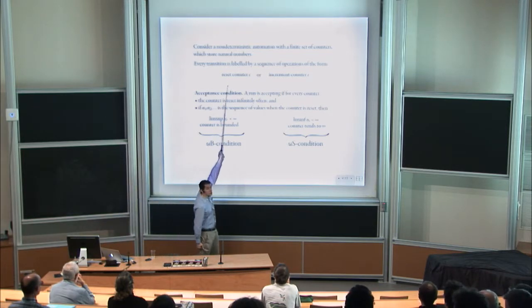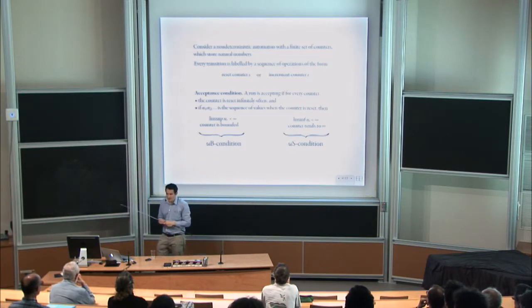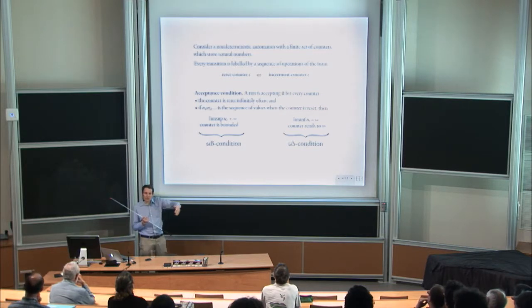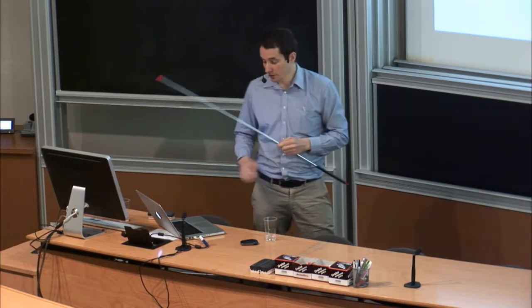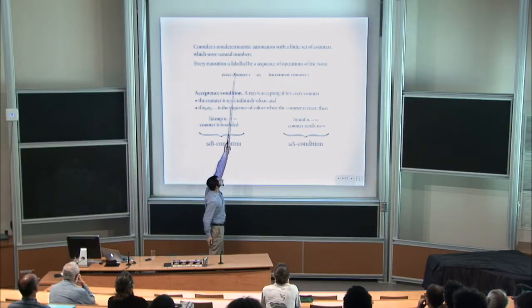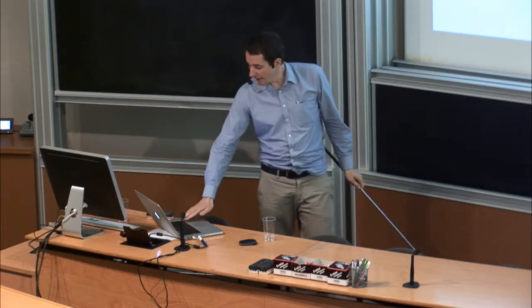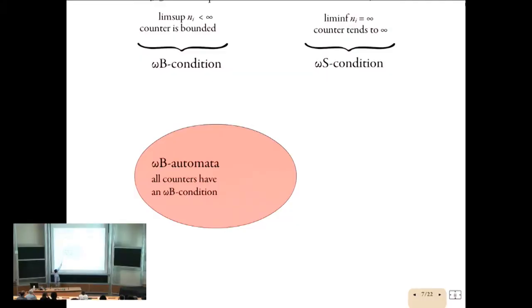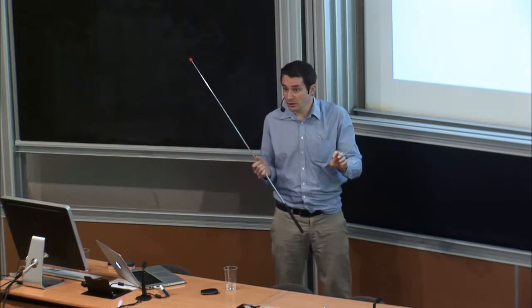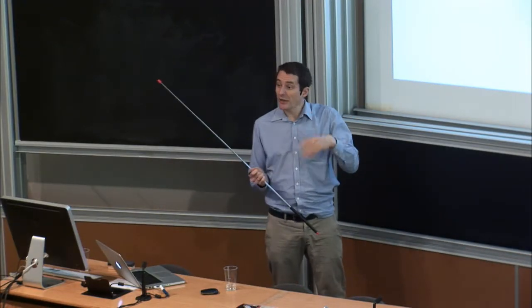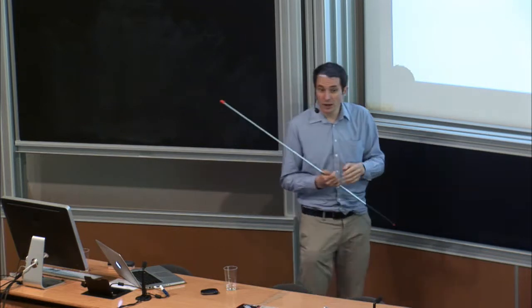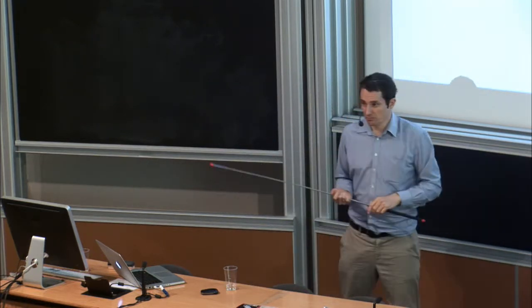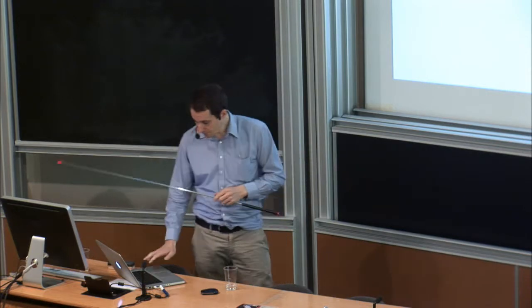Okay, so this is the kind of automaton model that we have. So you have counters which are just used to produce numbers, okay? And the acceptance condition is about the asymptotic behavior of these counters. And it's very important that it's a non-deterministic automaton. Okay, and what can you have? So the first class of automata is called omega b automata, and these are automata where all counters have the omega b acceptance condition. So a word is accepted if there exists a run and a number, which depends on the word, such that all counters are bounded by this number. And for different words, it's different bounds.